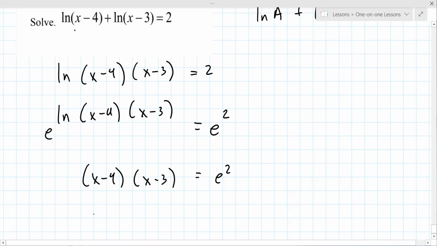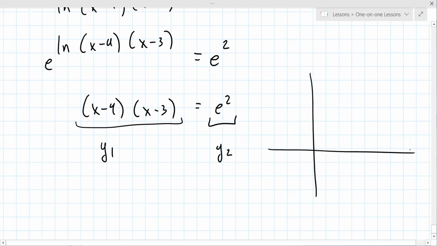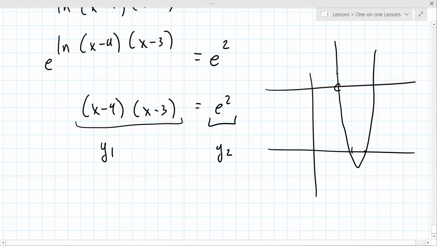So this, I would probably graph this. I'd probably put this into y1 and this into y2. What it'll look like is some sort of a quadratic that goes through 3 and 4. So it'll do something like this, and then e squared is about 8. So it'll hit it in those two places there. Yeah, that's what it looks like.